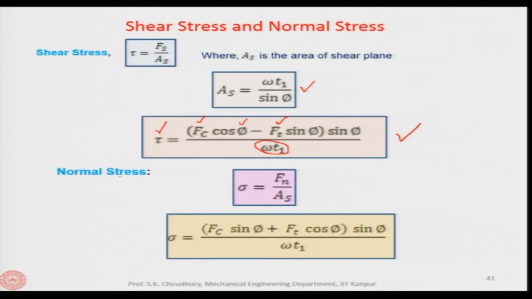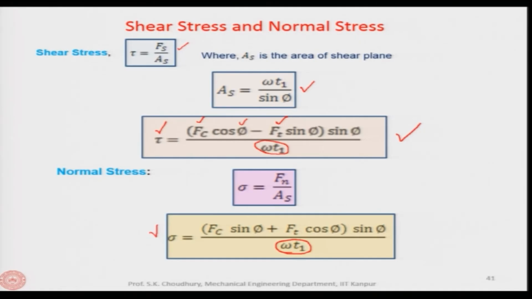Similarly, we can find out the normal stress, which is Fn divided by As, like we have done here, where this was Fs by As. This will be the normal force, because it is the normal stress. The normal stress can be found out by putting the value of Fn. Fn, from Merchant's, we found out as Fc sin phi plus Ft cos phi, multiplied by this As, where sin phi is going up and the W T1 is here. So, the normal stress can also be found out analytically if we know the Fc, Ft, phi and the physical parameters, width and T1.